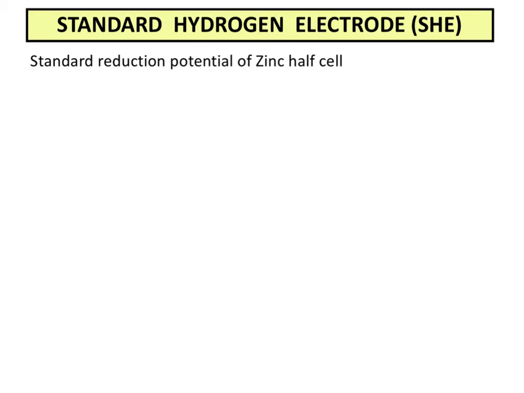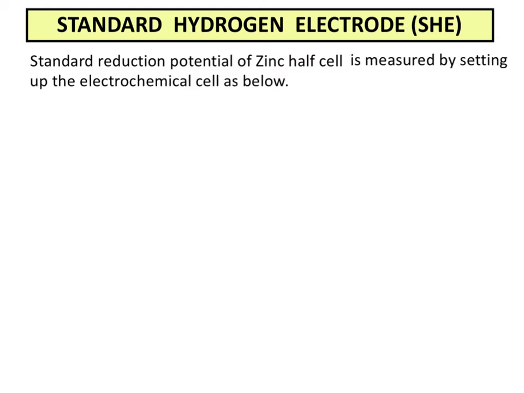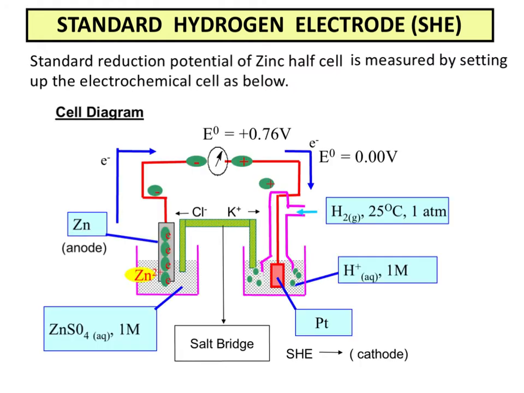Let's say we would like to know the standard reduction potential of the zinc half cell. Zinc reduction potential can be measured by setting up an electrochemical cell as shown here. The reading at the voltmeter is positive 0.76 volt, and electron moves from the zinc electrode to the standard hydrogen electrode. Thus, zinc is anode while the standard hydrogen electrode is cathode.